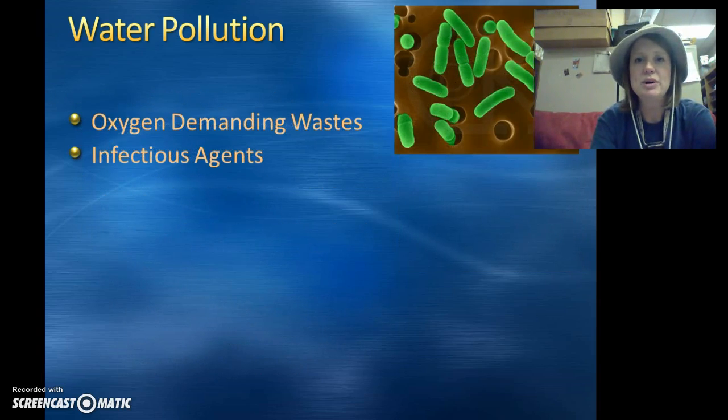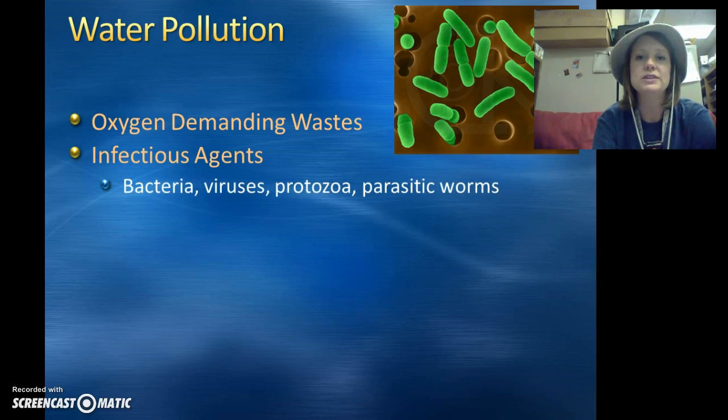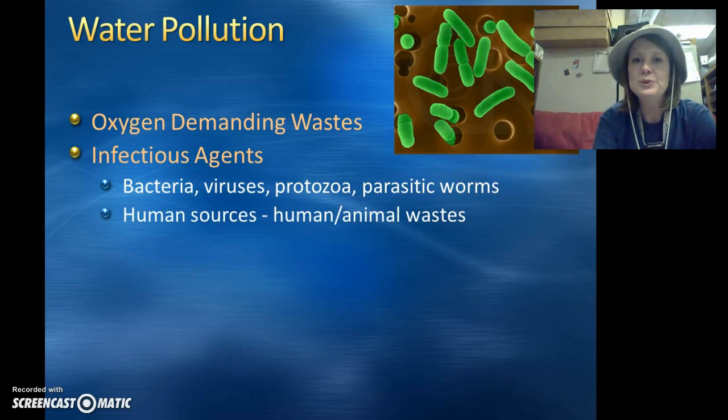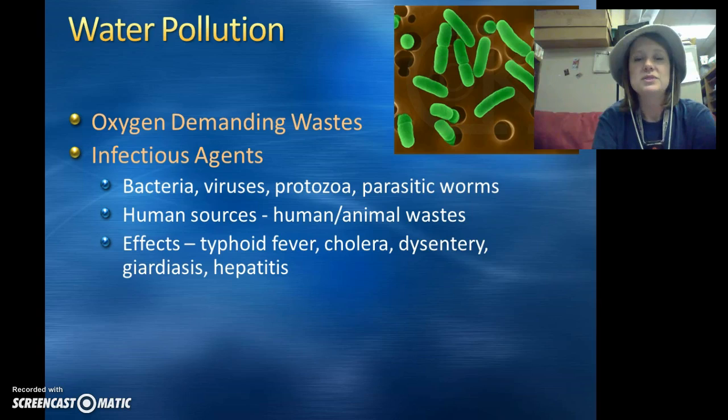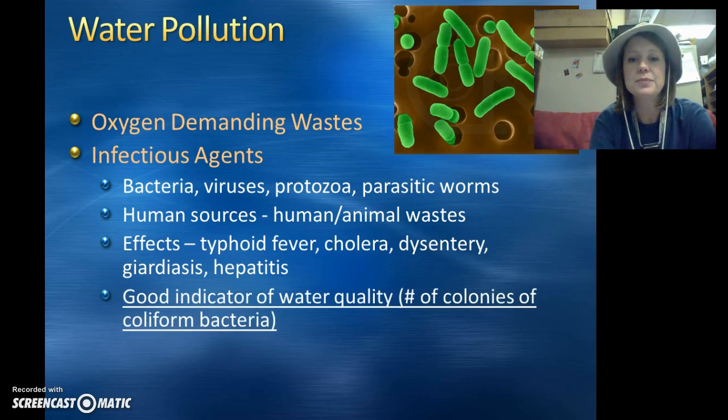Our second type of water pollution are infectious agents. Those are the waterborne illnesses like bacteria, viruses, protozoa, parasitic worms. Most of the human sources are once again from sewage or animal waste. Some of those waterborne diseases: typhoid fever, cholera, dysentery, giardiasis, hepatitis, to name a few.